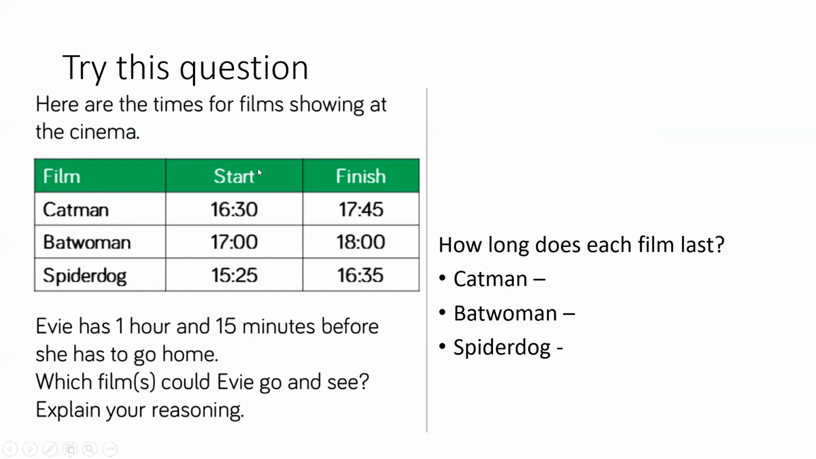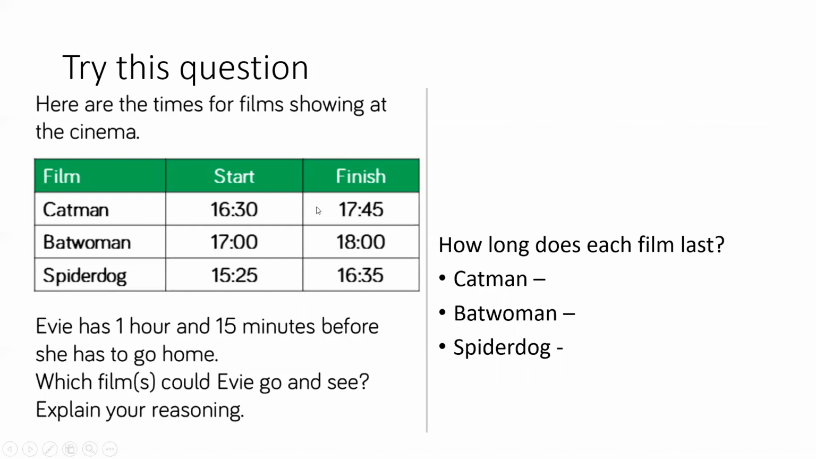Right, let's see how we get to our answers. So Catman, it starts at 16:30, finishes at 17:45. And if you wanted to, you could do a number line to show how your jumps are going. You can also do these in your head if you feel comfortable with it. So jump from 16:30, I can do a 1 hour jump, and I know that would take me to 17:30. So I know that Catman's at least 1 hour long.